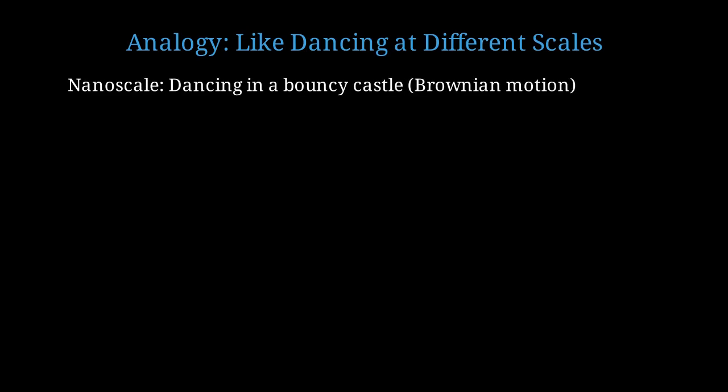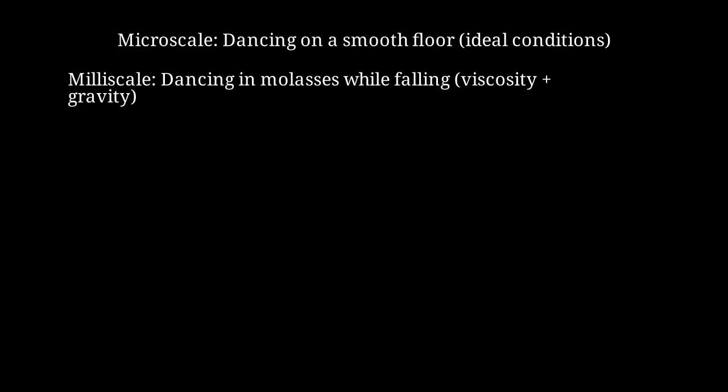Let me give you an analogy to tie this all together. Think of these spinning particles like dancers on a dance floor. At the nanoscale, it's like dancing in a bouncy castle, where the floor is constantly shaking. The dancers are being jostled by thermal fluctuations. Hard to maintain formation. At the microscale, it's like dancing on a perfectly smooth floor. The dancers can coordinate their movements precisely. This is where beautiful patterns emerge. At the millimeter scale, it's like dancing in molasses while slowly sinking. The fluid is thick and gravity is pulling you down. Much harder to maintain coordination.